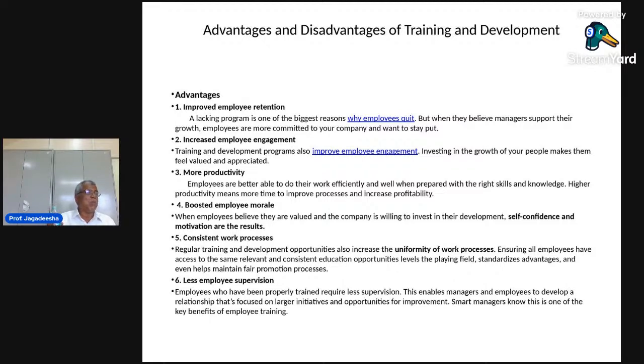So the people who have undergone training, who have enriched themselves, can perform the job even in the absence of the superiors, otherwise the supervisors. So the cost of supervision will not be there. In other words, this is one of the methods to reduce the cost of production.